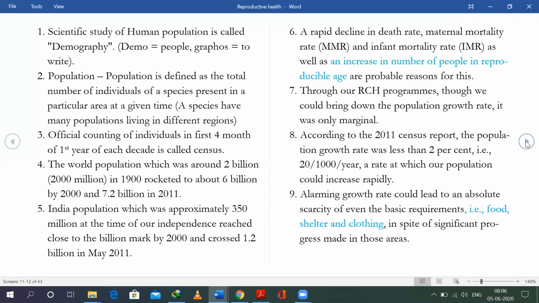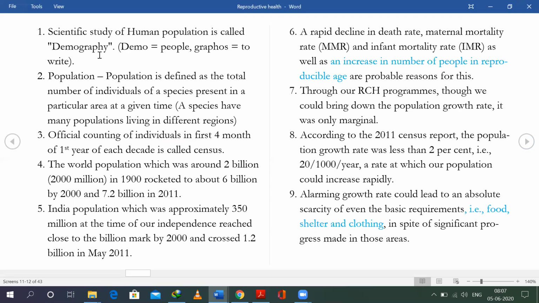But here we try to understand the population numbers in India to put it in perspective, and why you need to regulate it. Because of the huge numbers, the need for regulation will be briefly discussed here. So, the population study: the scientific study of a human population is called demography.